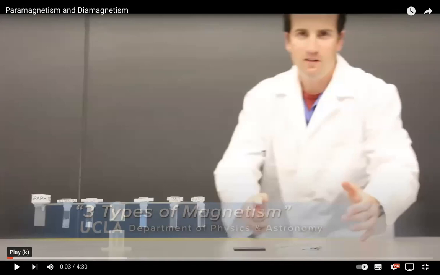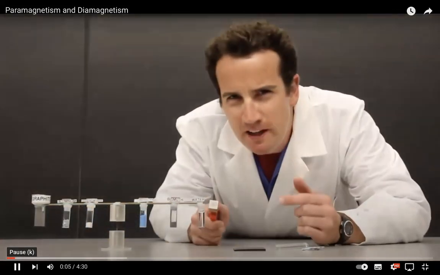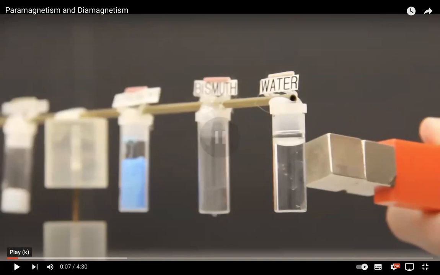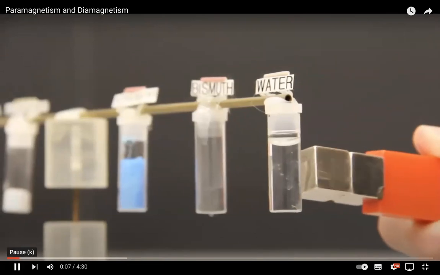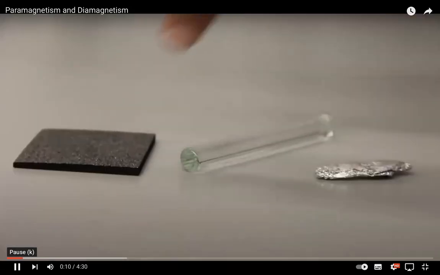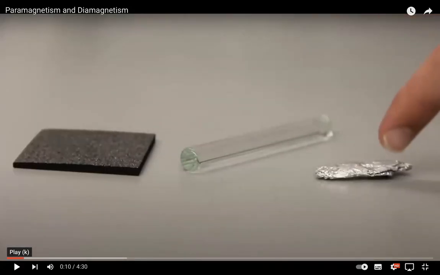So did you observe what happened to it? When the permanent magnet is taken closer to water, observe that the water starts getting repelled. Similarly, you have graphite, aluminum, and glass. Look at the way these materials respond.